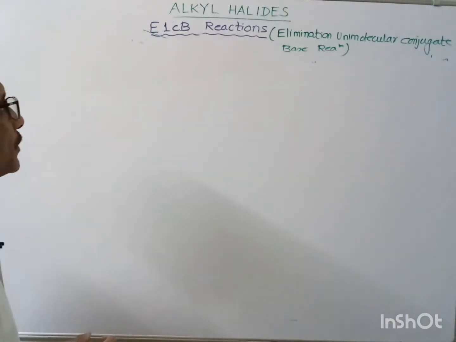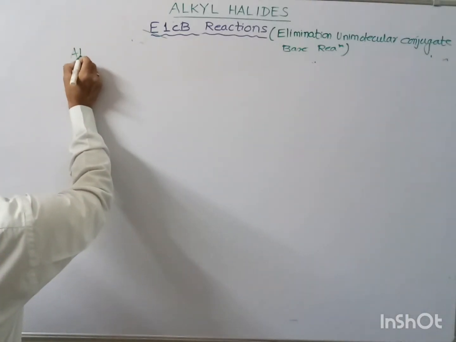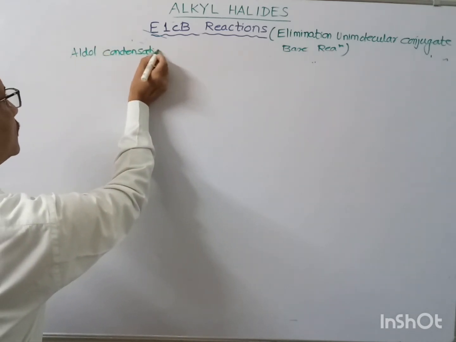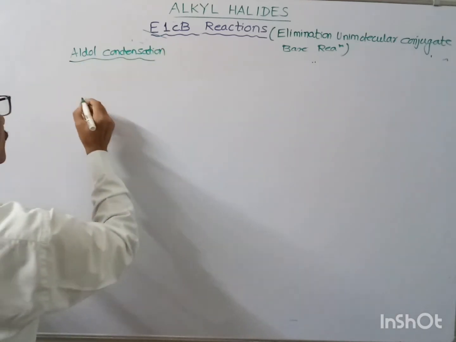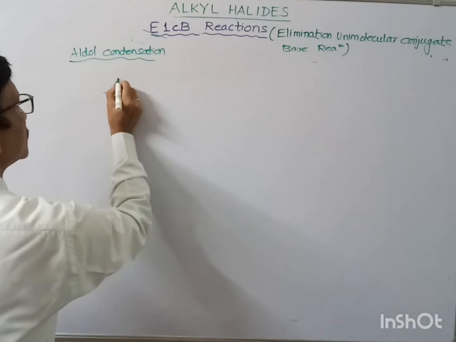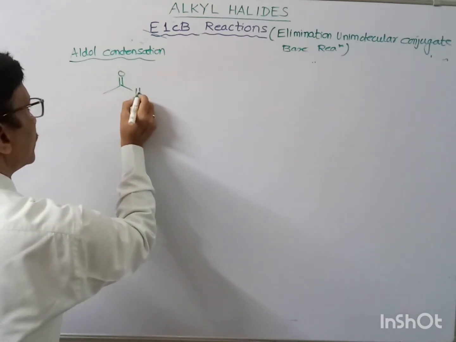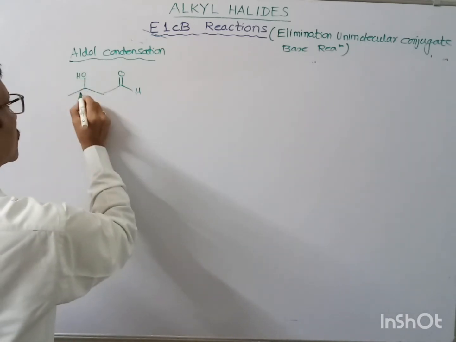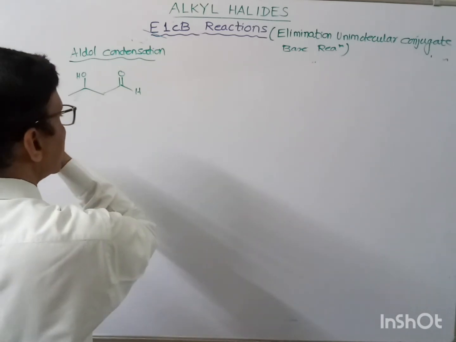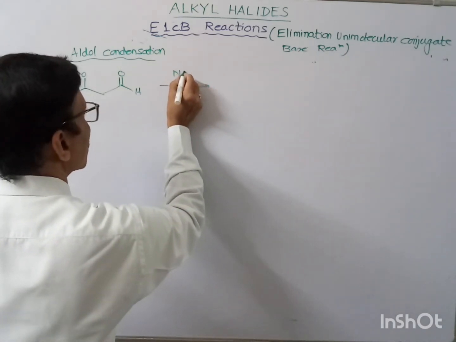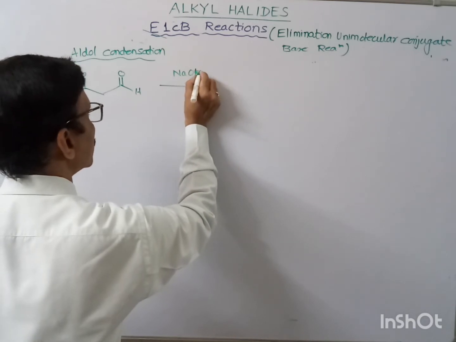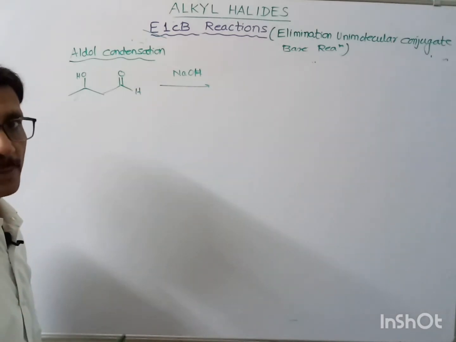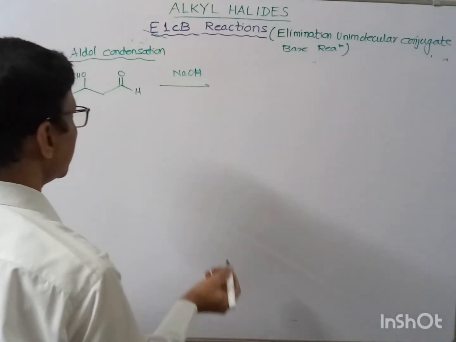Now one of the famous examples of this E1cB reaction is the aldol condensation. Okay, suppose we have a beta hydroxyaldehyde, and this is in the presence of a strong base, suppose NaOH. Then in the first step this conjugate base, or carbanion intermediate, is formed.